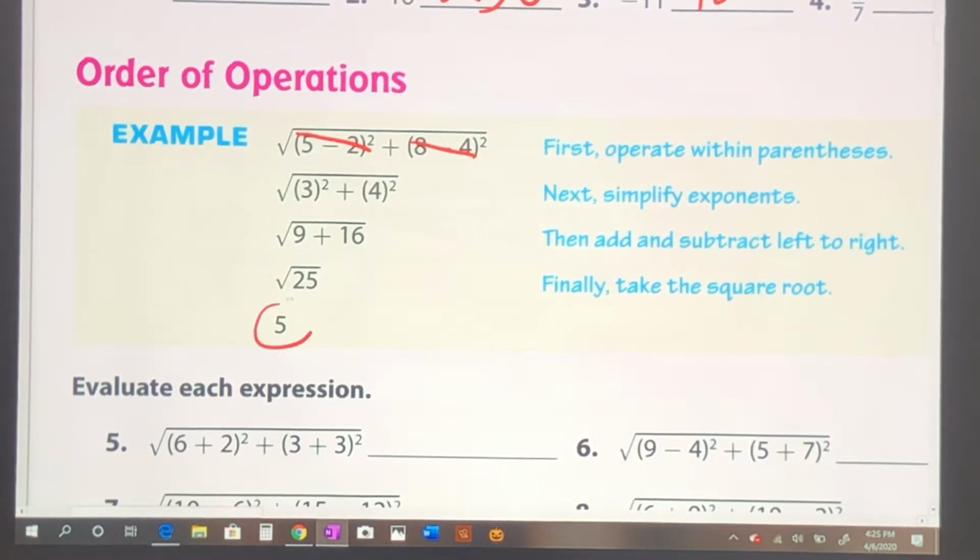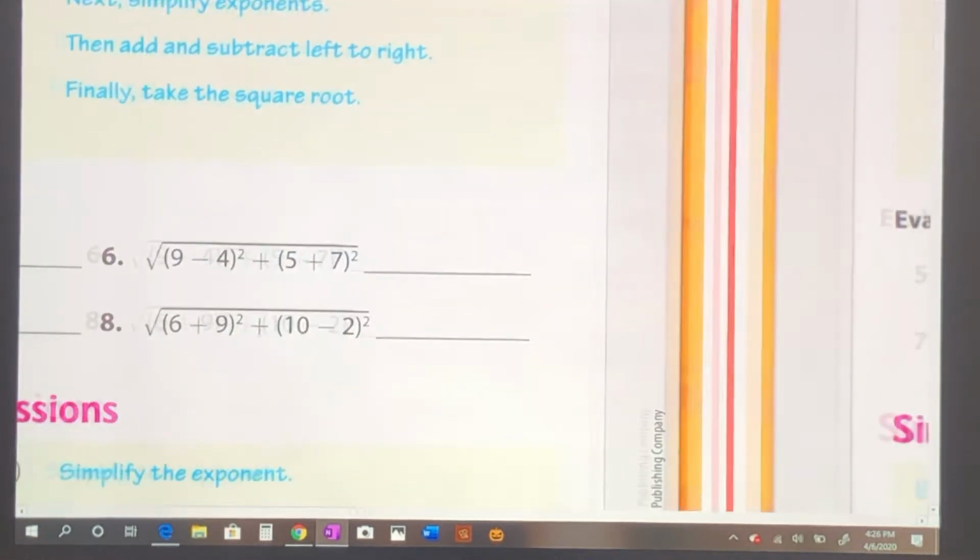Remember how we have a positive and a negative, but they're not asking for it, so we're just going to give them the positive one. What's that called again? Good. The principal square root is the positive one. So look what we did. We operated within the parentheses first. We simplified the exponents. Then add and subtract, going left to right. Then we took the square root. Good job. All right, let's take a look at the answers and see how you did.